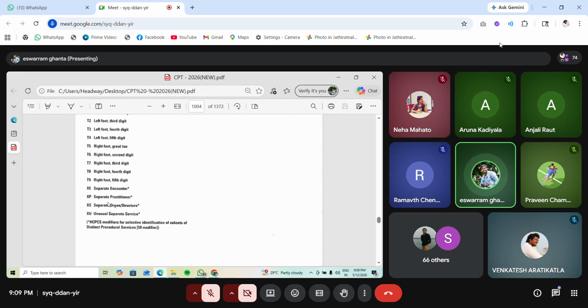XP means separate practitioner, different provider performed service. Okay, different provider performed service. That means, just as an example I'm telling you, if any pulmonologist is there, if the pulmonologist had done any procedure which is related to the cardiac.